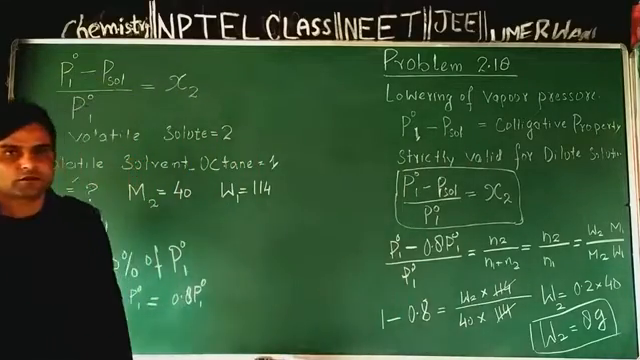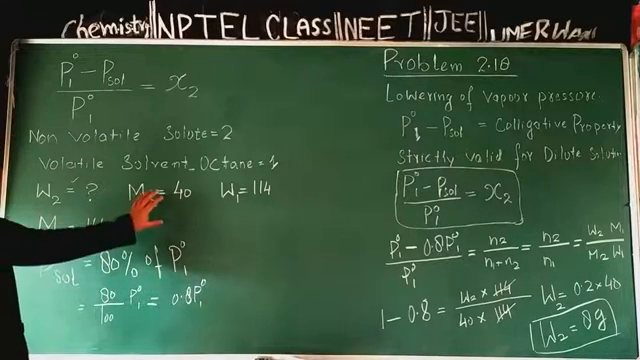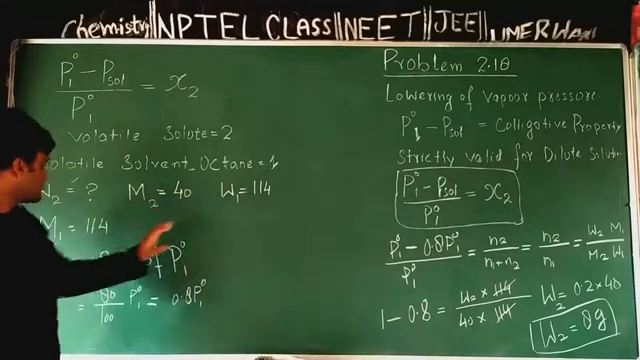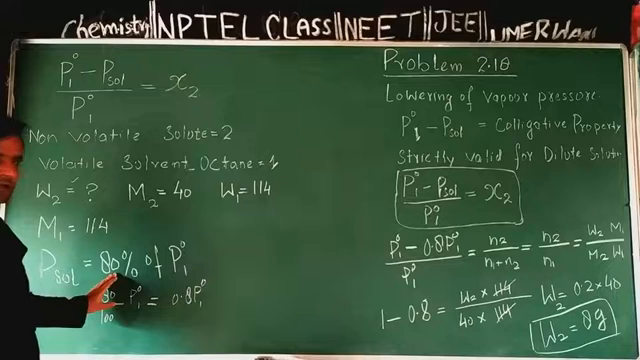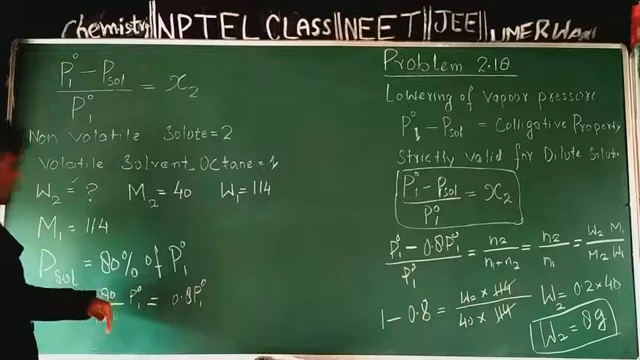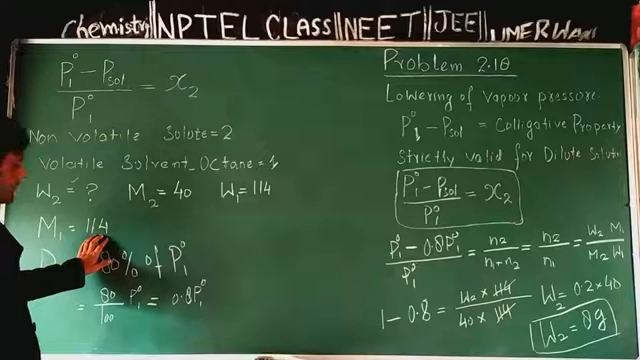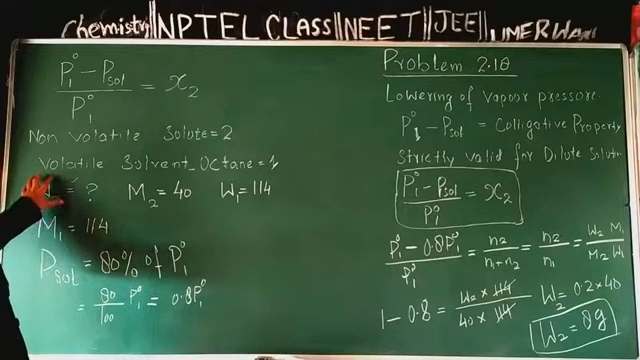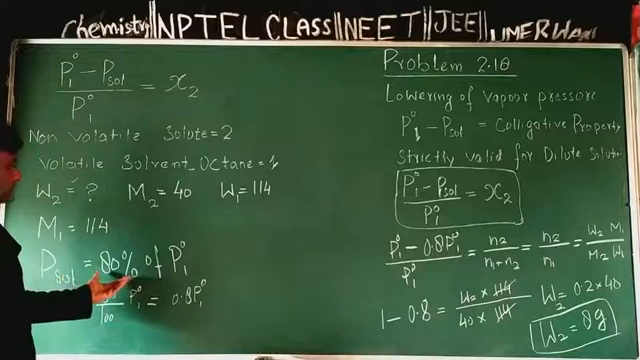Let me recall. In the problem it was given that we are adding a non-volatile solute of molar mass 40 to 114 grams of octane so as to reduce the vapor pressure of the solution to 80% only. The molar mass of octane is known to me, 114. Octane is C8H18. Its molar mass is 114. I need to calculate how much mass of non-volatile solute I need to add to 114 grams of octane so as to reduce its vapor pressure to 80% only.